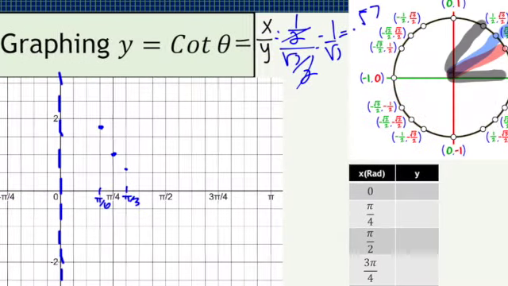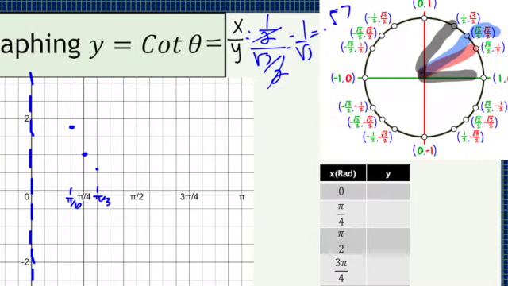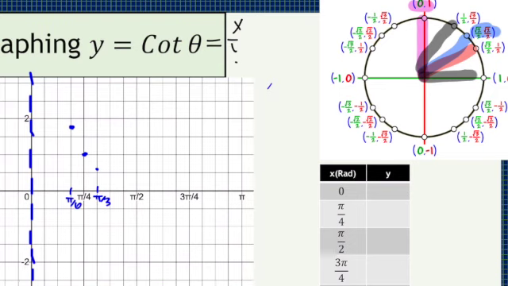Okay, so now we go to pi over 2. All right, so at pi over 2, we're going to get this guy right here. So my x value is going to be 0. Right, my x value is 0, my y value is 1, so that's just equal to 0. So at pi over 2, we've just got a value of 0.